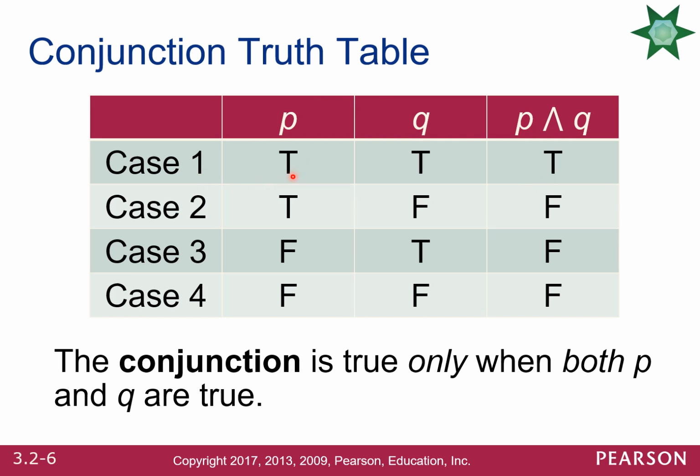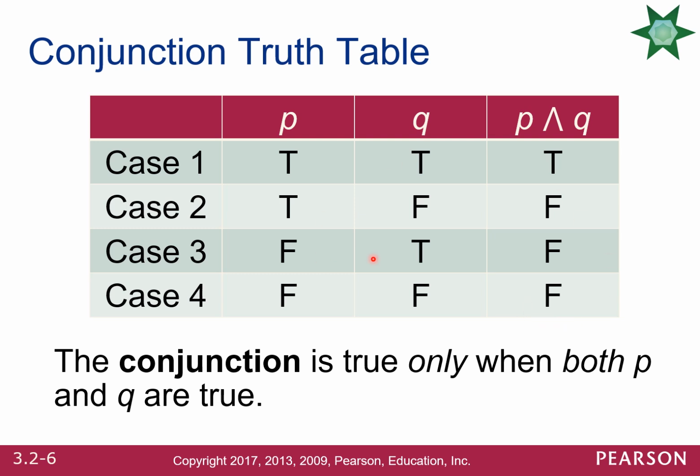So in case 1, we have the first statement true, the second one is true, both are true, then the result is true. If the first one is true and the second one is false, then the final result is false. The first one false, the second one true, results in a false compound statement. And when both the statements are false, then the compound statement is also false.